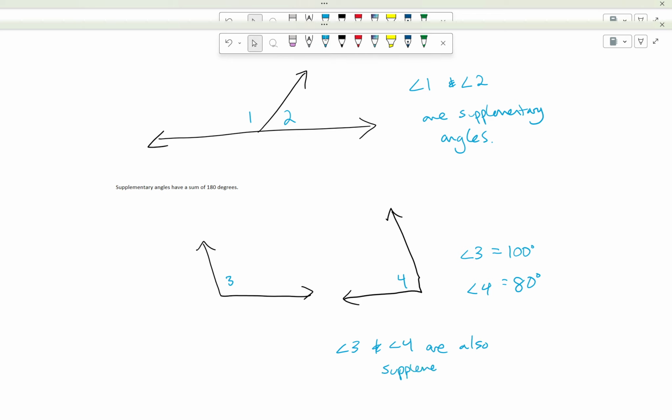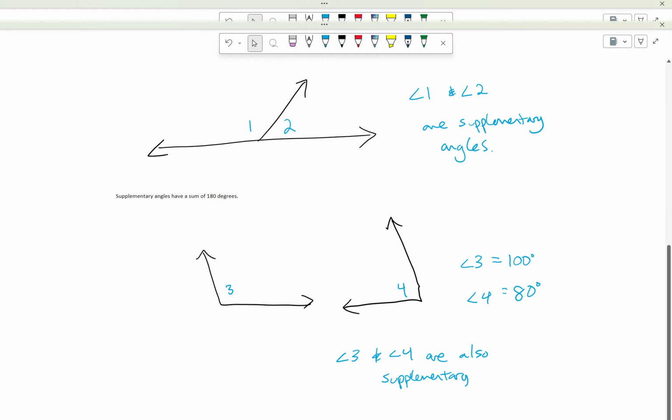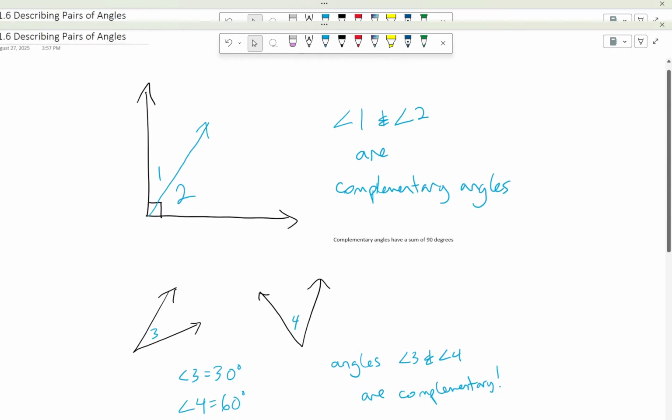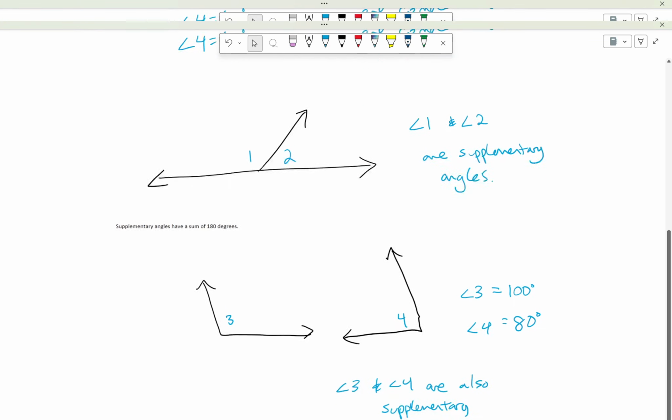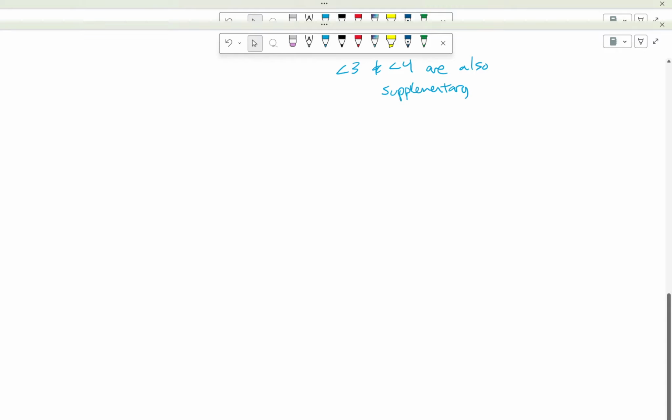We'll discuss when they share a side, like angles 1 and 2, and what makes those unique. Angles 1 and 2 share a side in both examples, both the complementary and the supplementary angles. When they share that side, they have a special name. So let me get rid of this little line here. What we call these angles is adjacent angles.